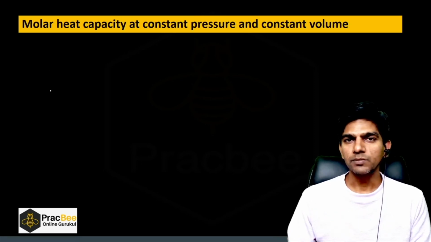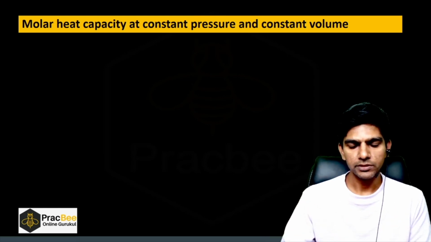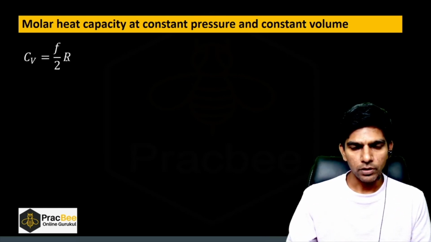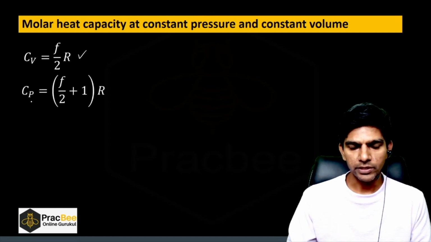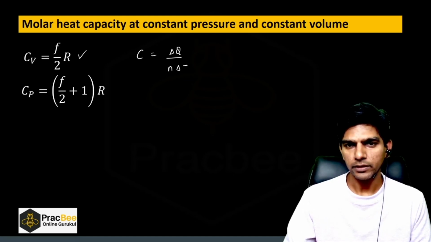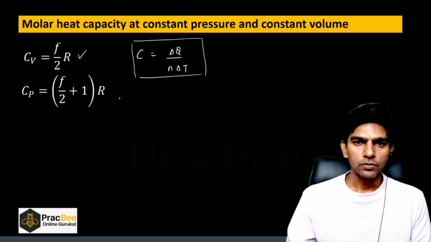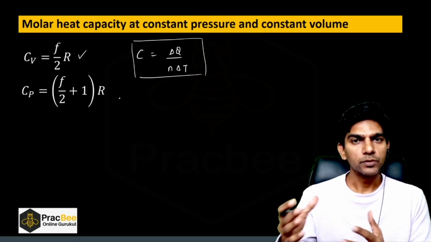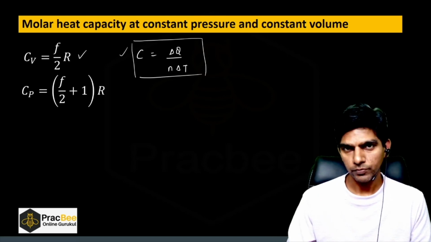Now the next concept is the molar heat capacity at constant pressure and volume, and we'll also see for some other processes. So for constant volume, it is f by 2 R. Do remember this. And for constant pressure, it is f by 2 plus 1 times R. Now, basically, heat capacity is nothing but the heat supplied divided by n delta T. This is a general formula of molar heat capacity. So, by using different processes, we can find the different values for C, and accordingly, we can find delta Q.